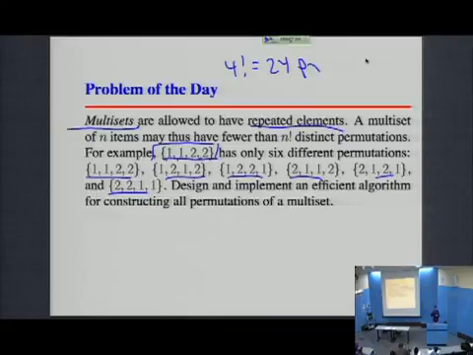Does everybody see that? So my goal here is to design an efficient algorithm for constructing all permutations of a multiset. If we have n elements in our multiset, what's the maximum possible number of permutations of that multiset?